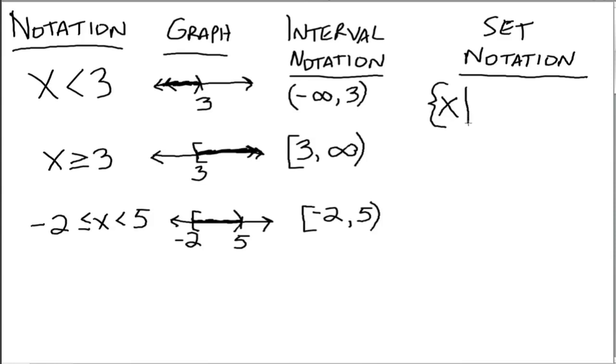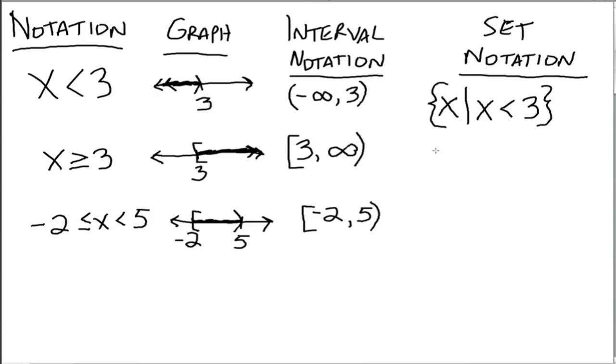And then we put this vertical line. Now that vertical line means such that. So right now we're reading this as all x's such that we want something to happen. Well, what do we want our x's to be? We want all of our x's to be less than 3. So the braces say this is a set. We read this as all x's such that x is less than 3. So any number that is less than 3 fits into our set.